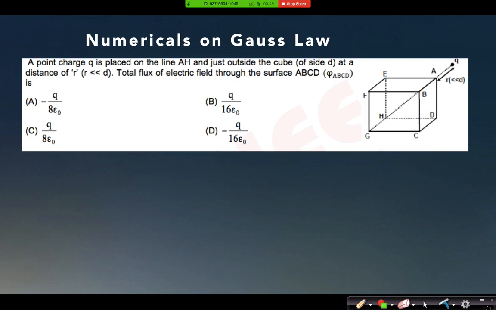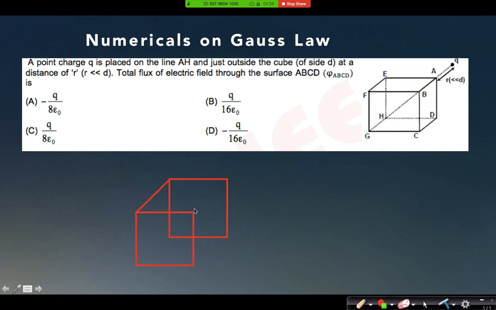A point charge Q is placed on the line AH and just outside the cube, at a distance r. What is the total flux of electric field through the surface ABCD? We have done a similar question. In that case, the charge was along the line of the body diagonal. But here it is along the line of a face diagonal.